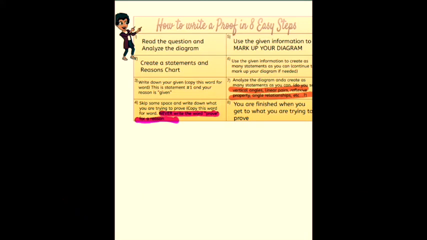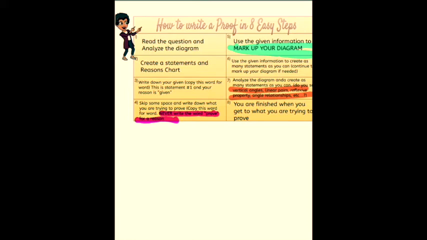So 5, 6, 7, and 8, those are just where you're going to have to get really good in geometry. Marking up your diagram. So once they start telling you things are congruent to each other, like an angle is congruent to another angle, or a side is congruent to another side, or even that lines are parallel, those are things that you would want to mark up right away, because if you don't, it's going to be harder in the end to see what it is that you were trying to prove or the reason why it works.